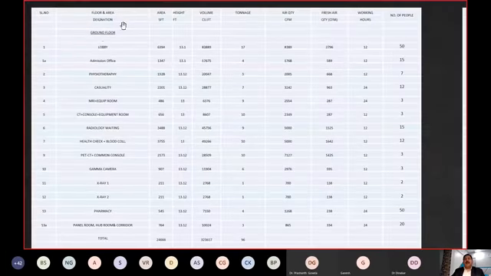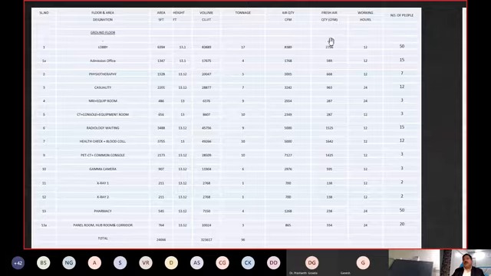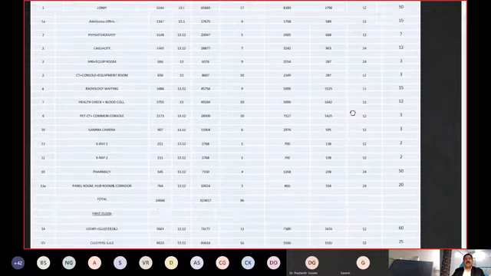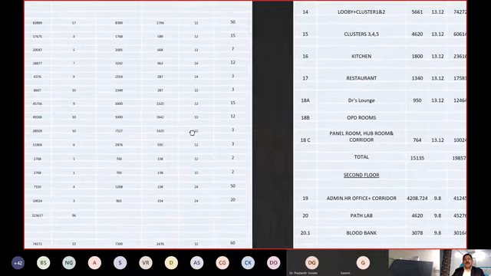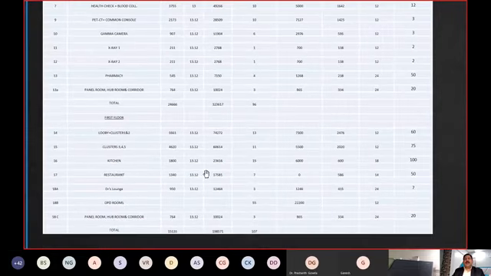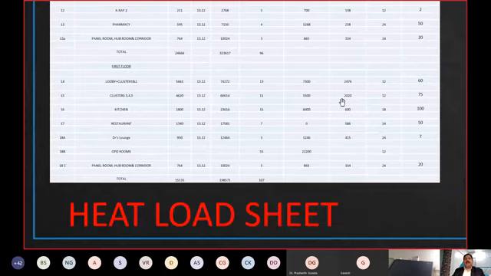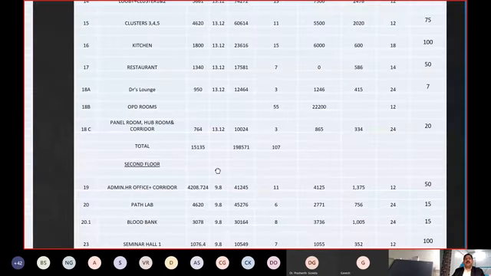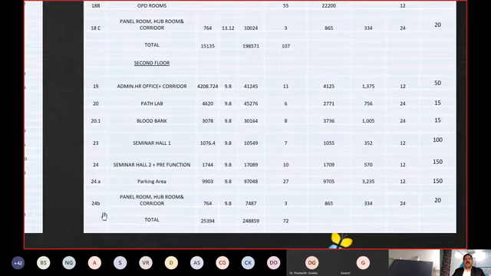First thing is the area, height of that area, volume in cubic meter, what the tonnage will come, what the CFM will come, what should be the pressure in that area, what will be the working hours, and how many people are going to be there in that area. So if you see here, we have the ground floor, where there is radiology, then there is health checkup. First floor is OPD. Similarly, on the second floor, there is blood bank and pathology. So these are things you need to take into consideration.